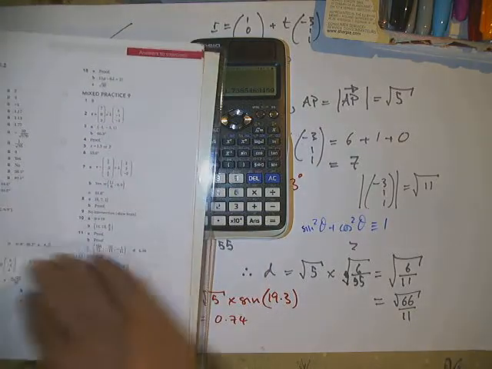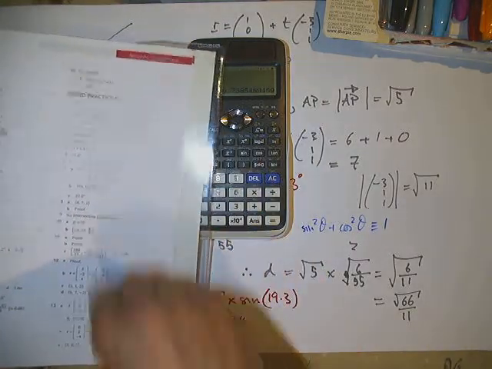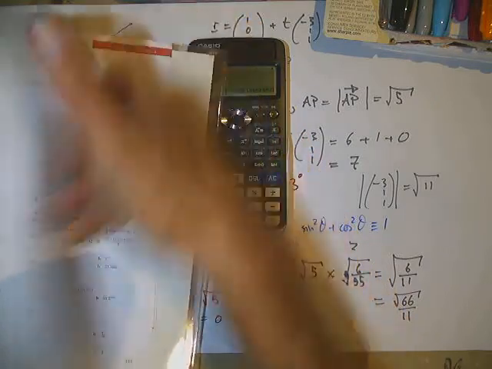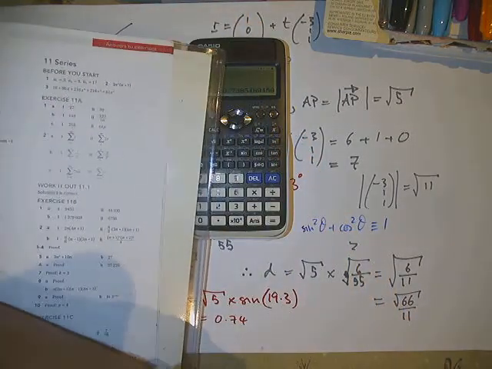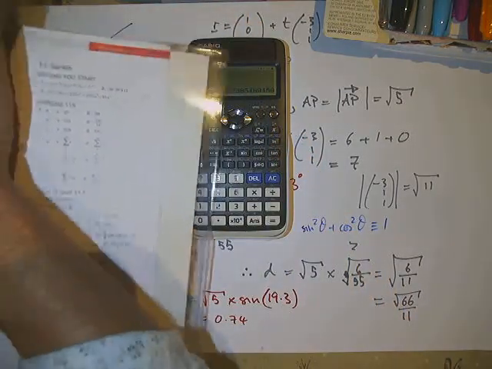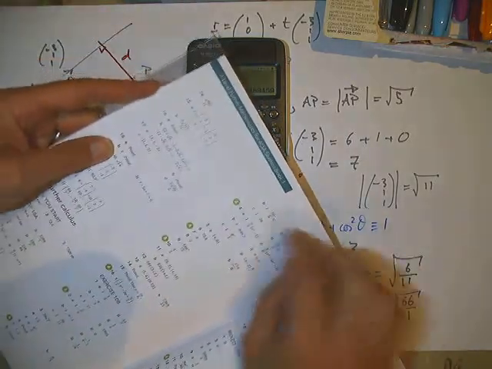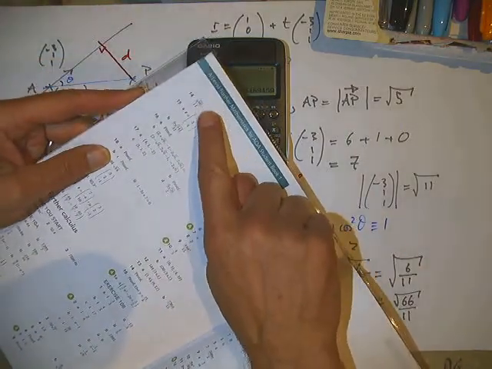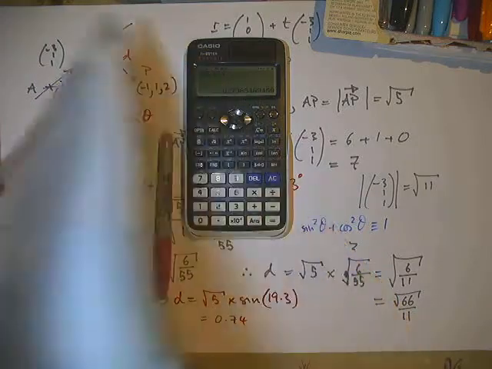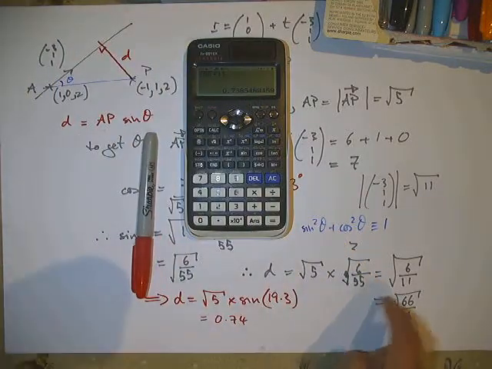9B. Oh no, mixed practice 9. Oh yeah, root 66. Root 66 over 11 to give an exact answer. Right, well that was worth doing then.